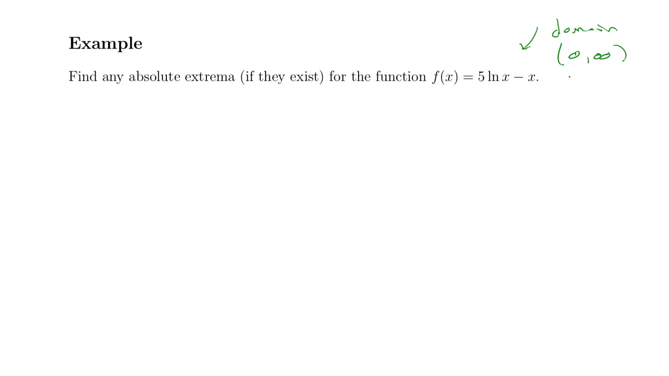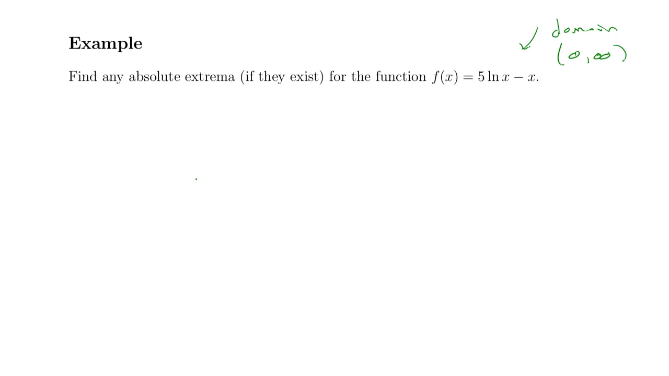Let's see if we can find any absolute extrema. Since we have an open interval, we know the extreme value theorem won't work, even though this function is continuous on our open interval. So it's not closed, so the extreme value theorem does not guarantee that we're going to get both of them. So we'll see if we can get one.